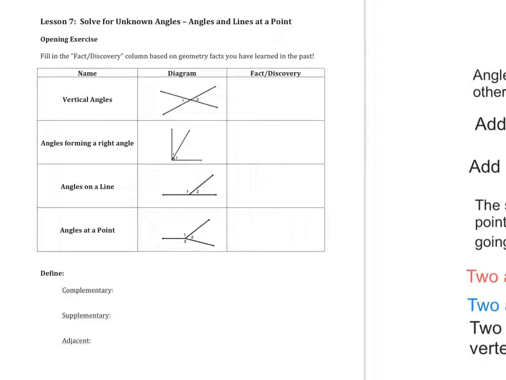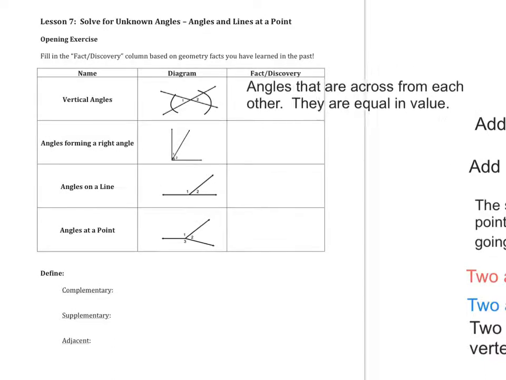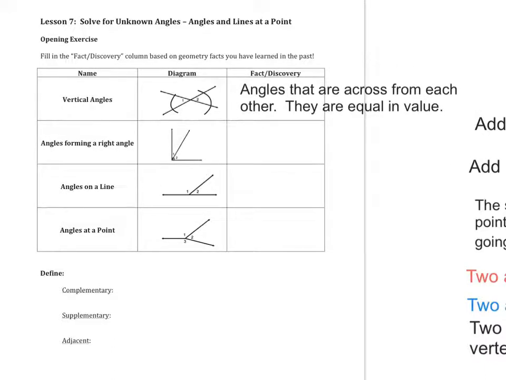The first definition is for vertical angles. If you look at the picture, the vertical angles are actually across from each other, and right here, that's an example of vertical angles. And what I want you to write in the box is that angles that are across from each other, they are equal in value.